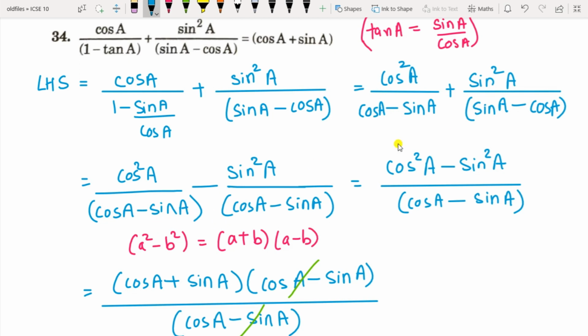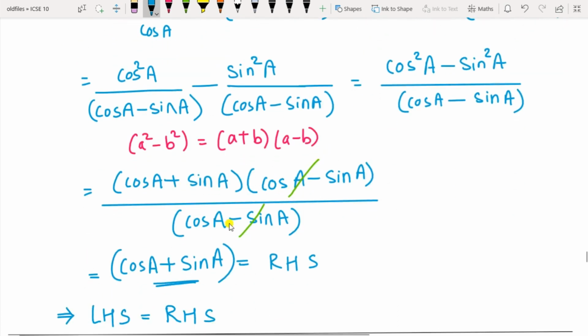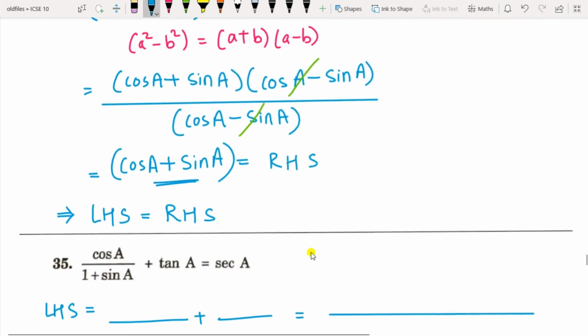Since we have taken cos in the first term, so this will be minus sin square A upon cos A minus sin A. Now these two brackets are the same, so the numerator you have to write combinedly. So this is cos square A minus sin square A upon cos A minus sin A. Now this is A square minus B square, so A plus B, A minus B. The sin bracket will get cancelled. This negative bracket will get cancelled. So what is remaining is cos A plus sin A, that is your RHS. Therefore LHS equal to RHS.